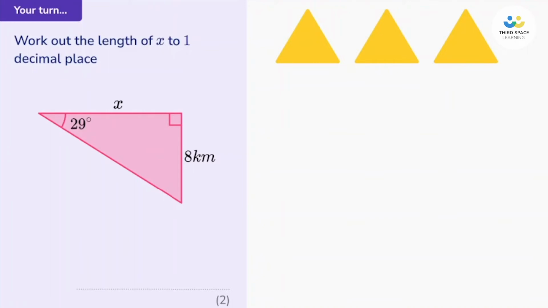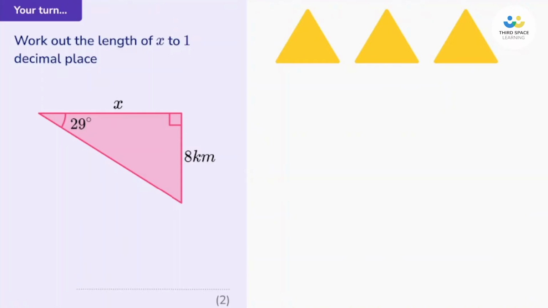Okay, let's go through it. So the question says, work out the length of x to 1 decimal place. Now we can see that we've got some side lengths here, an angle, and the triangle is a right angled triangle. So we can use trigonometry here to work out that missing length x.